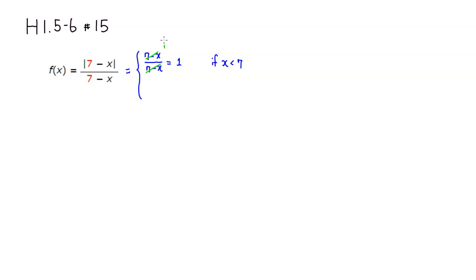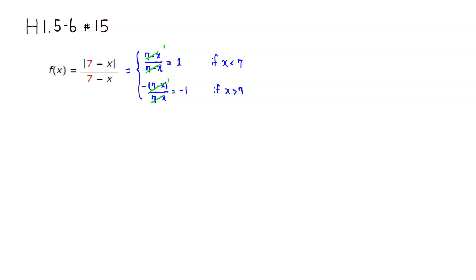Then if x is greater than 7, what happens is 7 minus something greater than 7 is always going to be negative. So the absolute value sign turns that into positive by negating it. So you're going to get the negative of 7 minus x, divided by 7 minus x. Then you can cancel 7 minus x on top and bottom. You're going to get 1 here, with the negative sign. So this is actually negative 1.